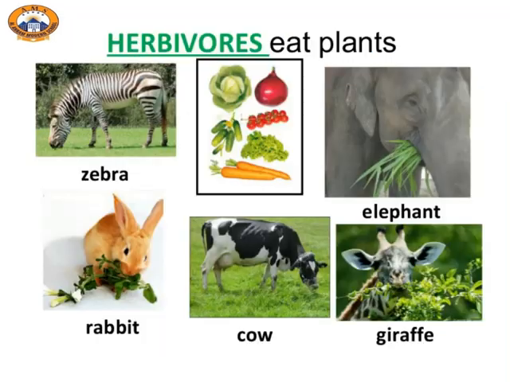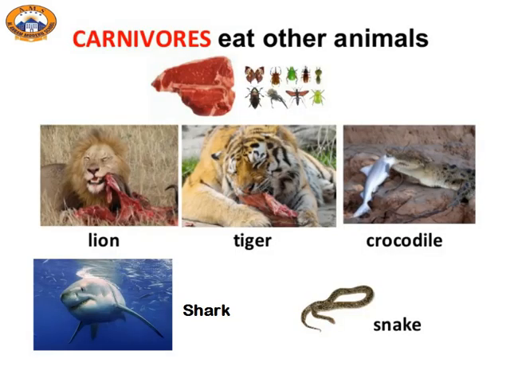So again, what are the herbivores? They are animals that eat plants only, like the zebra, the elephant, the giraffe, the cow, and the rabbit. What about the carnivores? As we said, the carnivores are animals that eat other animals or they eat meat only, like the lion, the tiger, the crocodile, the snake, and the shark.